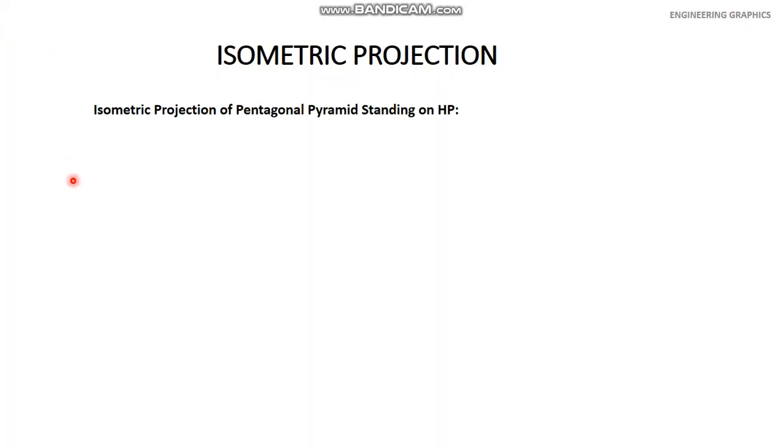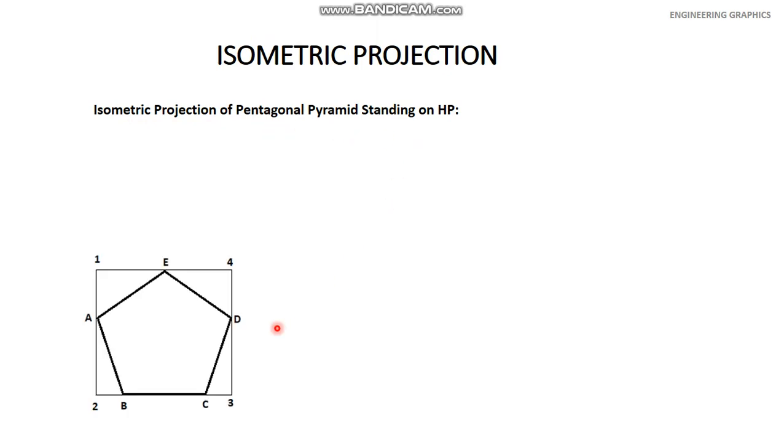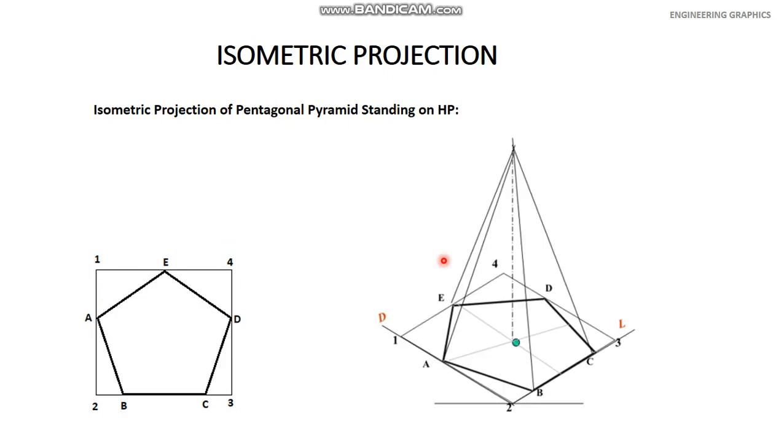So first, isometric projection of a pentagonal pyramid standing on HP. First of all, draw the regular shape of pentagon and cover this pentagon in a square 1, 2, 3, 4. And then start drawing isometric projection.